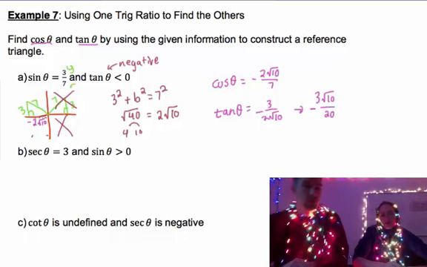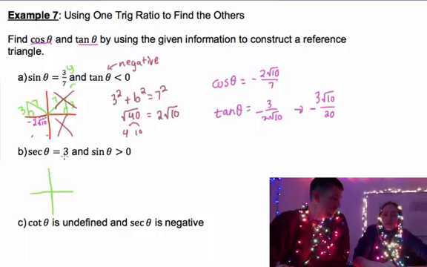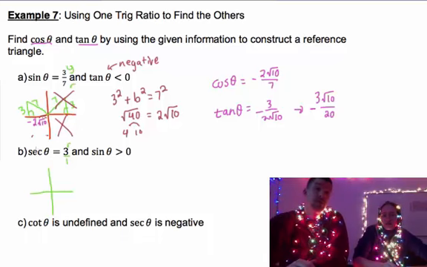All right, so B, secant theta equals 3, where sine theta is greater than 0. So again, we're going to use our cool Sherlock Holmes process of elimination. Also, it's helpful to remember that 3 is 3 over 1. Yes, because this is related to cosine, so we've got r over x. Right, r over x. So our x value is r.